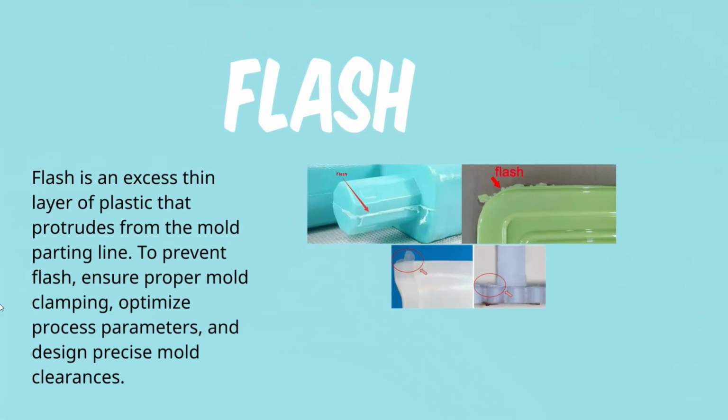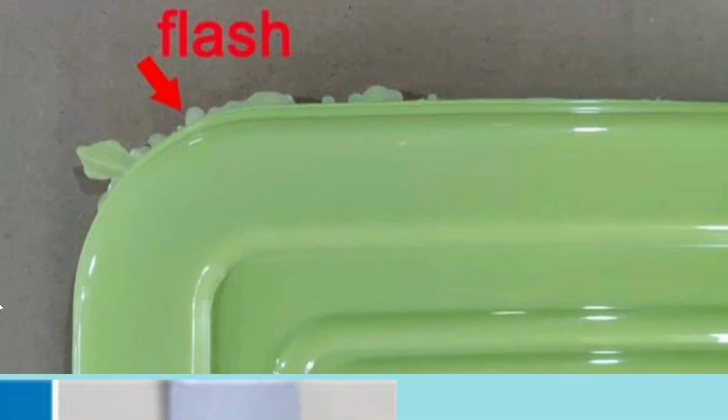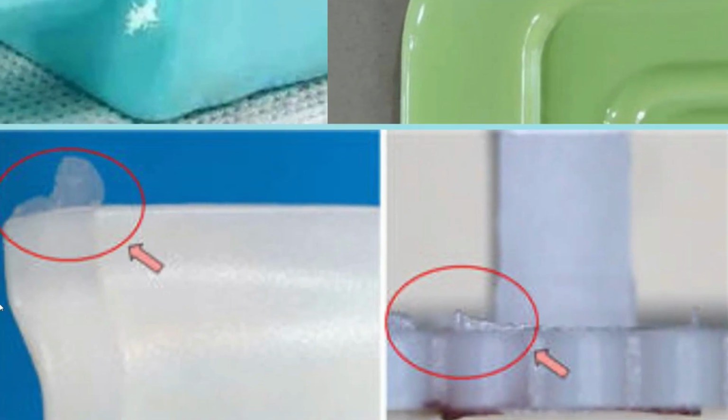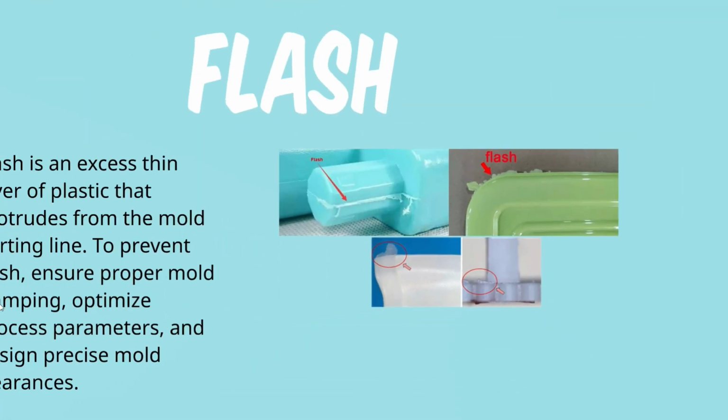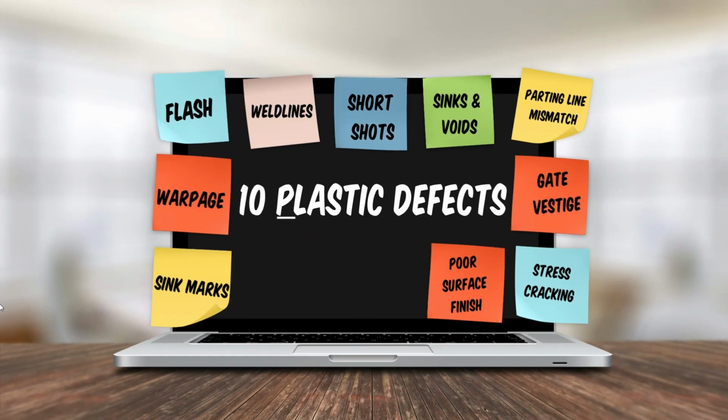3. Flash. Flash is an excess thin layer of plastic that protrudes from the mold parting line. To prevent flash, ensure proper mold clamping, optimize process parameters, and design precise mold clearances.